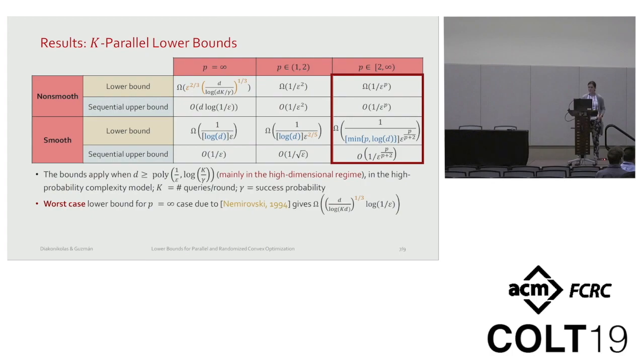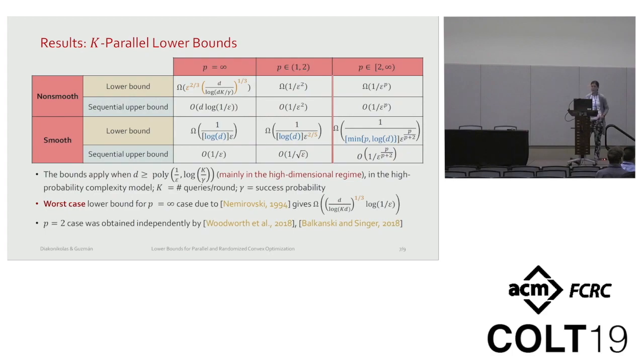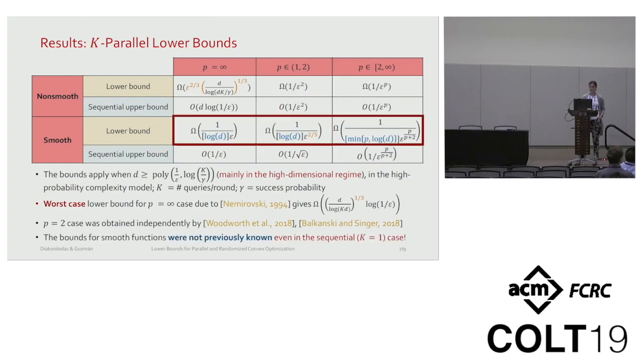I should mention that the case p equals 2 was obtained independently and prior to our work by the work of Woodworth et al. and Balkanski and Singer. And the last thing I want to mention about this table, that except for p equals 2, this whole row of the table was not known even for the sequential case for the high probability complexity model.